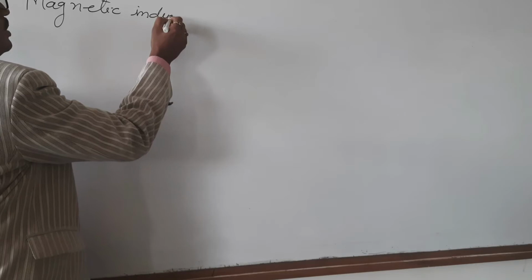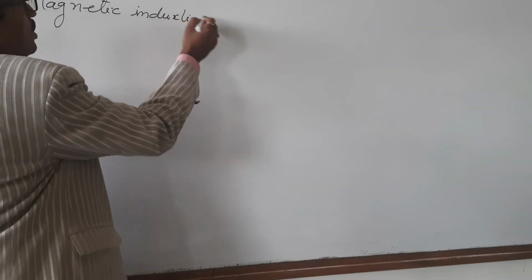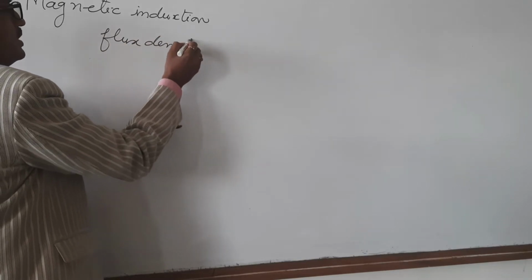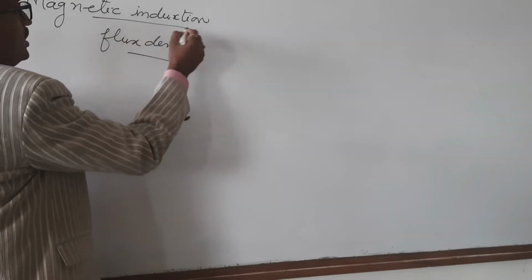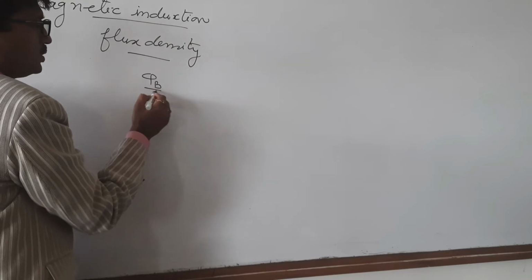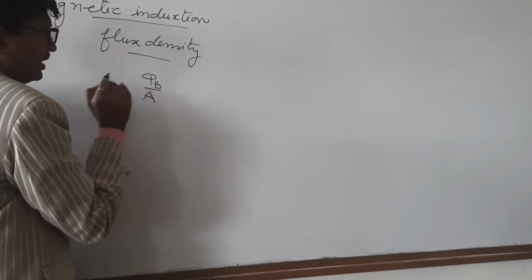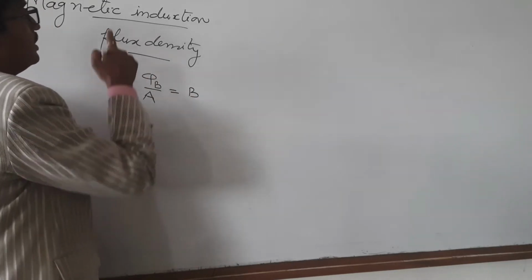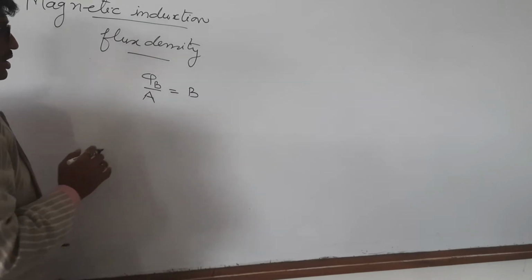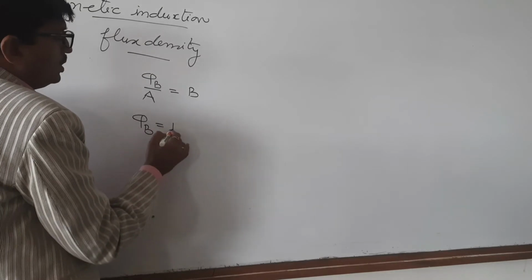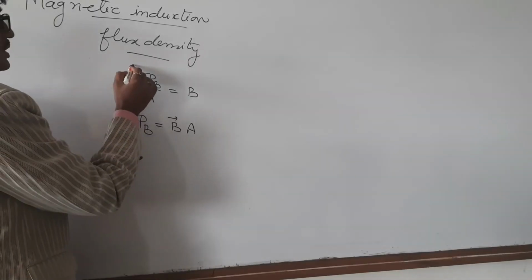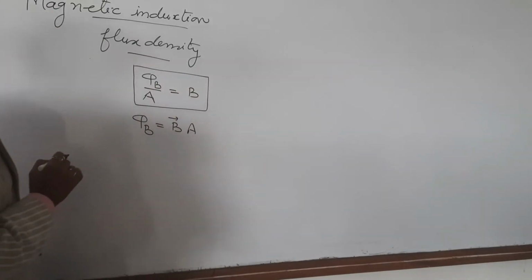Next is magnetic induction, or we can say flux density. Magnetic flux passing per unit area, that is magnetic induction or flux density. Or you can say phi B equals B into A. Okay, this is magnetic induction or flux density.